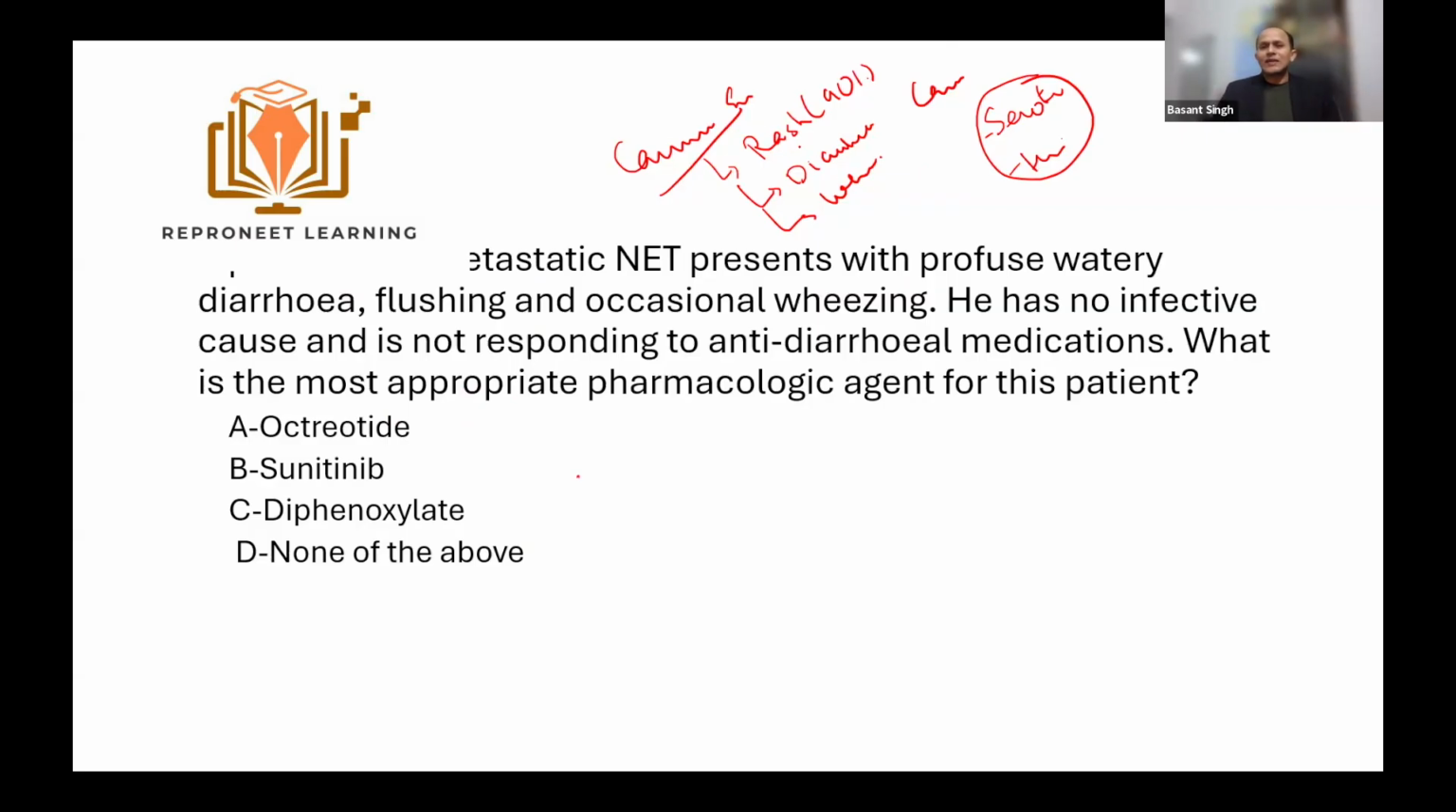The second thing you have to understand is the differential diagnosis of diarrhea. This is very important to understand. So how do you differentiate diarrhea? Because previously, if you see, they have asked questions about diarrhea. So what is there in diarrhea about this?